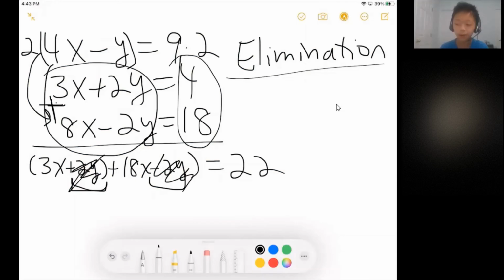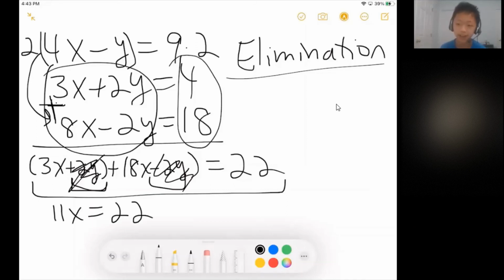The reason you want a variable to go away is because now you have 3x plus 8x is 11x, and on the right side, you have 22. You have essentially, again, a one variable, one equation system. So if you divide by 11 on both sides of this equation, you get x is equal to 2.